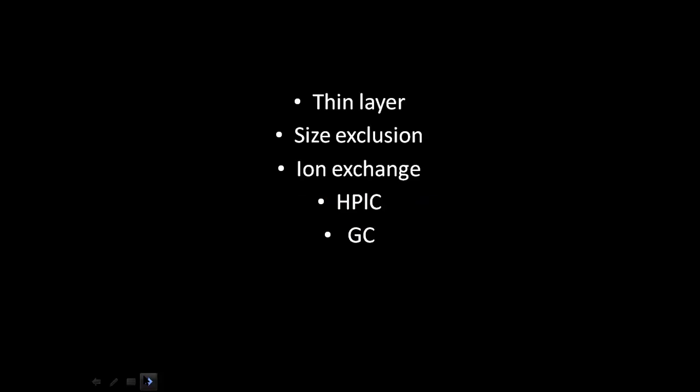For example, it involves thin layer chromatography, which is a type of planar chromatography, where there is separation of the components on a solid adsorbent. Then we have size exclusion chromatography, where the difference in size matters. That is, if you have different molecules with different sizes, then the separation can take place. Ion exchange is again a chromatographic technique, but here the separation is on the basis of charge.